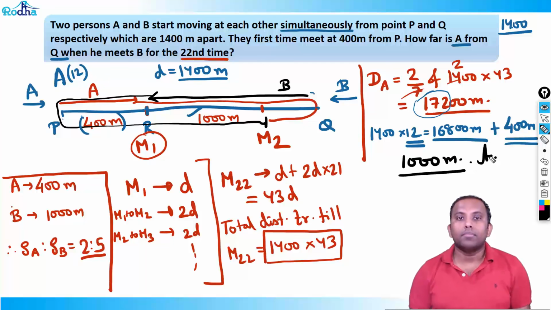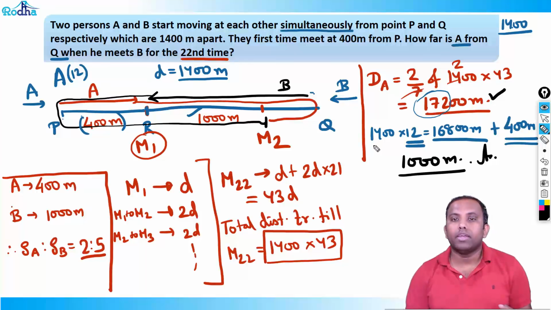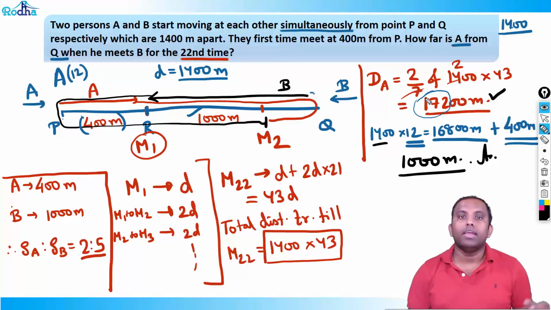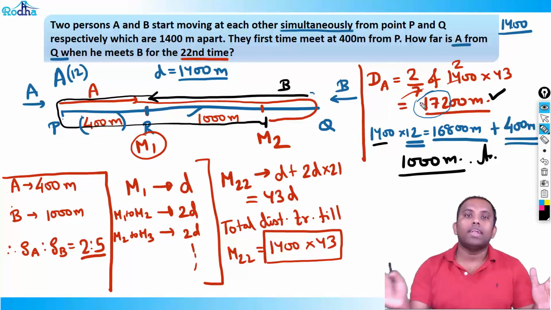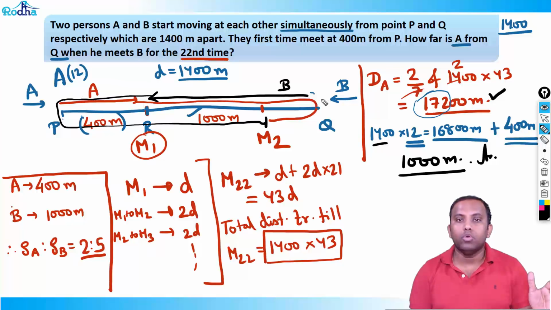I'm sure you got it right. Same thing again: I know that this track length is 1400 meters, and the total distance traveled by A is 17,200 meters. If you look for a multiple of 1400 near 17,200, both contain two zeros, so just exclude them and see a multiple of 14 near 172. 14 into 12 is 168. That means after making 12 complete rounds, he's again at the starting point, because the first round ends at Q, the second at P, the third at Q, the fourth at P. So for all even numbers he is at P.